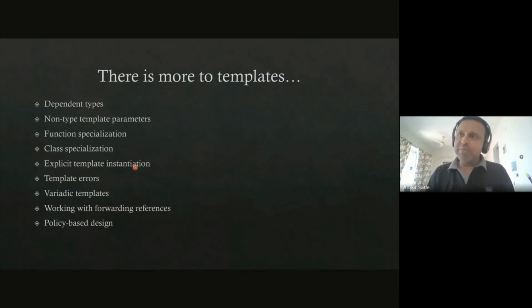Okay, so there is more to templates. There's something called dependent types. When you have a templated argument, you can use its dependent types, some types that it declares. You have non-type template arguments. You can pass, let's say, an int to a template. You have function specializations, class specialization. We have explicit template instantiation. Okay. We have template errors. There can be a lot of different kinds of errors. It is very difficult to hunt and bring all of those.